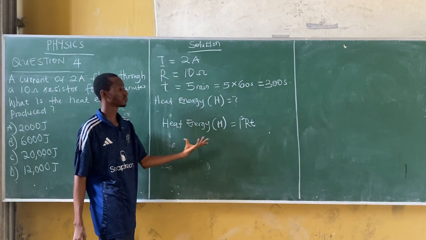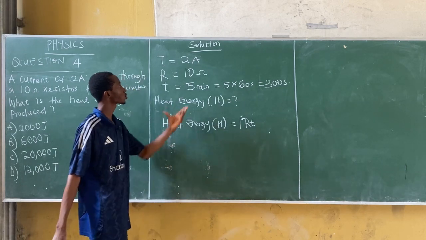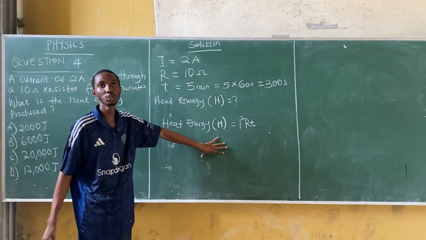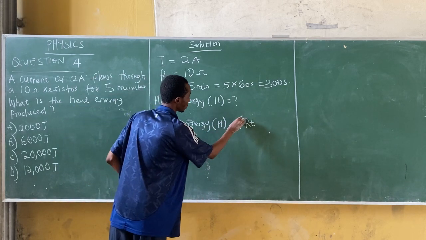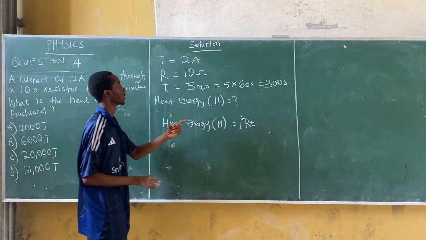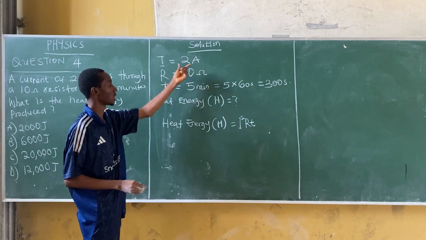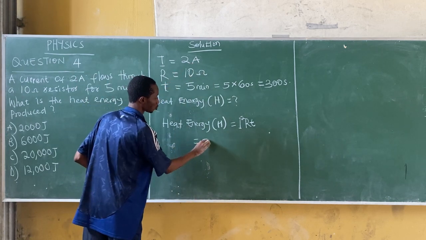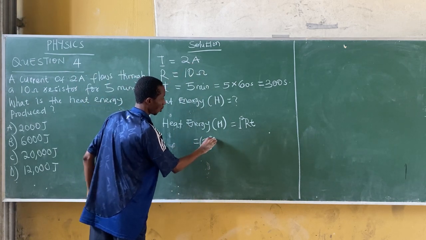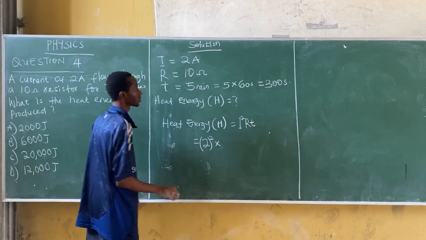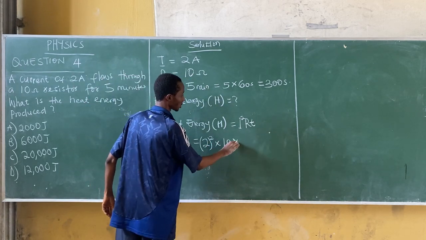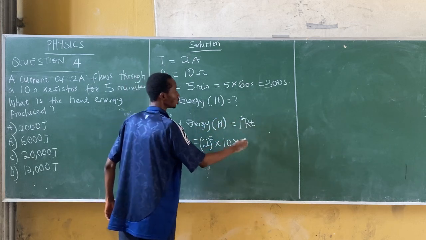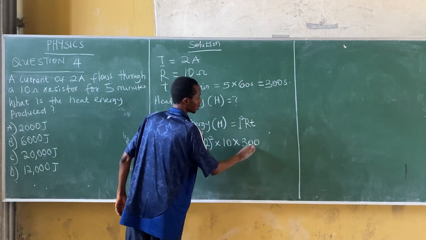This is the formula for heat energy. Now, substituting these values directly into this equation, we have I squared R t. Our I is the current, so we have 2 all squared, times our R, which is 10 ohms, times our time, which is 300 seconds.